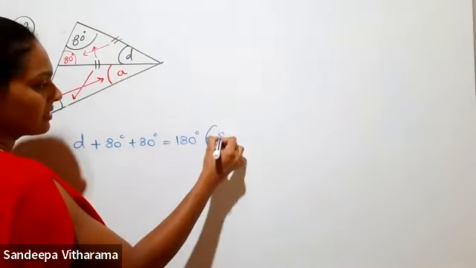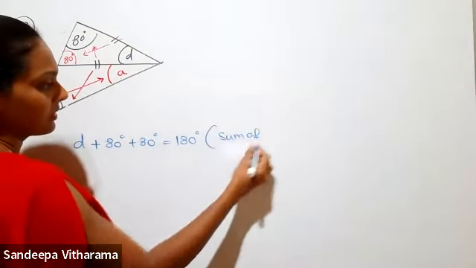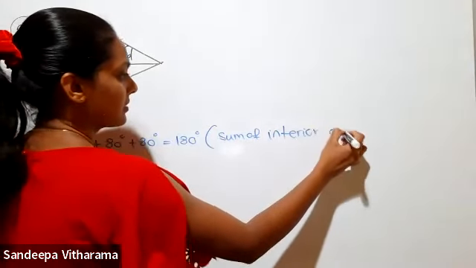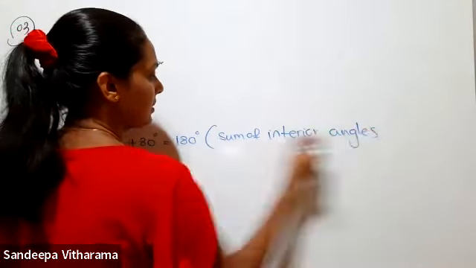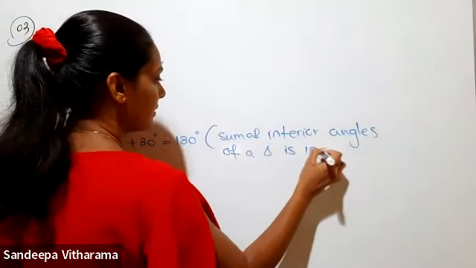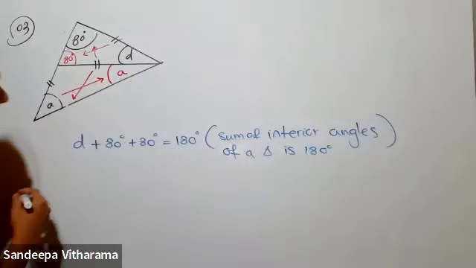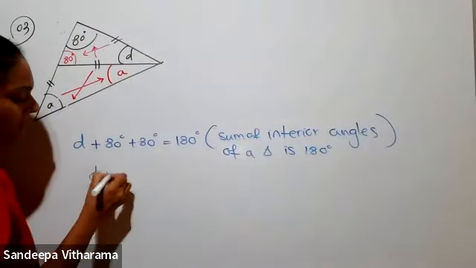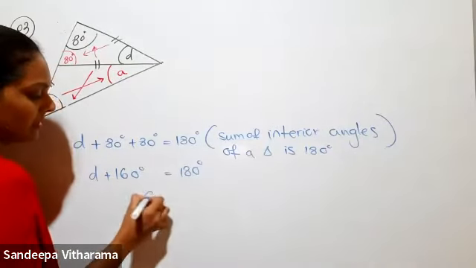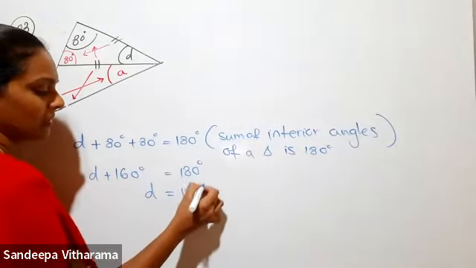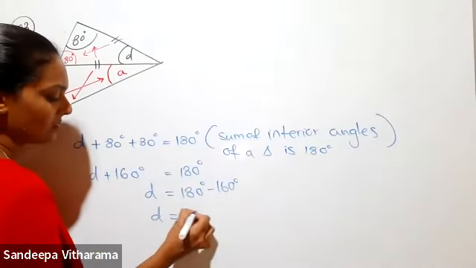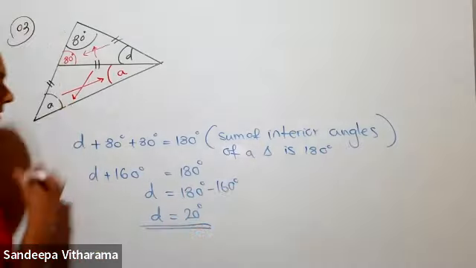Reason is the sum of interior angles of the triangle is 180. Then D add 160 equals 180. Then D equals 180 subtract 160. Then D equals 20 degrees.